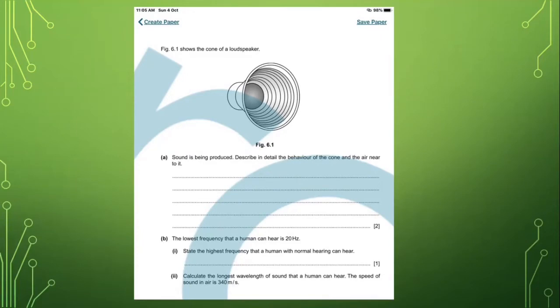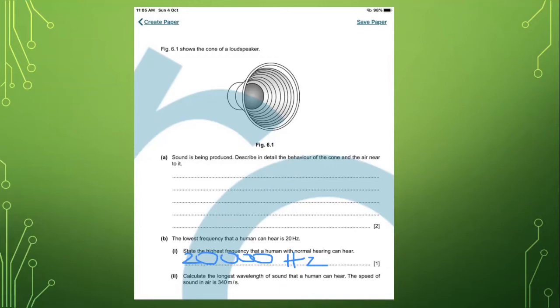The part B states the lowest frequency that a human can hear is 20 hertz. State the highest frequency that a human with normal hearing can hear. Now this is what you need to memorize. It's going to be 20,000 hertz, which is the highest frequency of the human audible range. The last part says calculate the longest wavelength of sound that a human can hear.